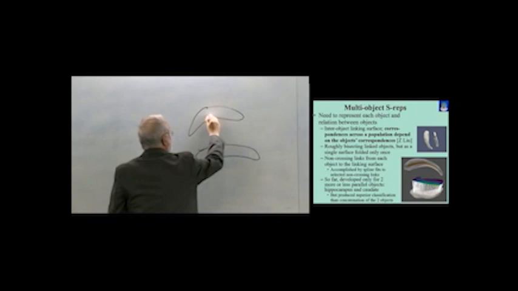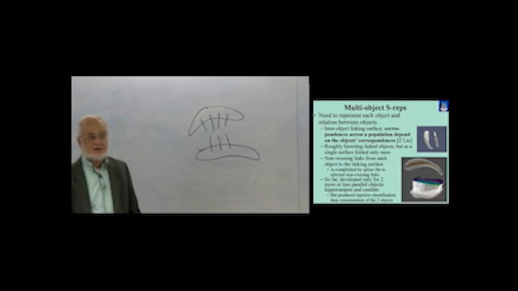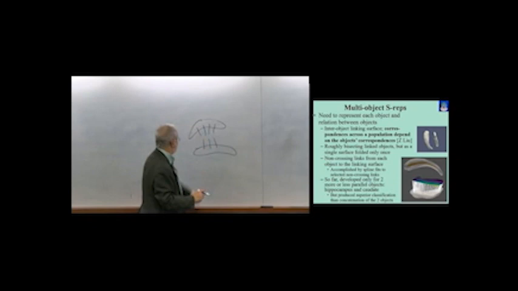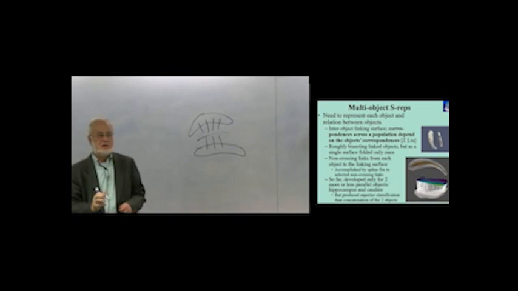You have spokes coming out of this one, various spokes, the spokes coming out of this one. When they intersect at an equal distance from their respective boundaries, you can produce a linking surface, except for the problem of crossing spokes. The idea that Jurien Liu developed was to throw away any ones that were crossing and then interpolate a smooth surface between the crossing points for the ones that don't cross within the object.